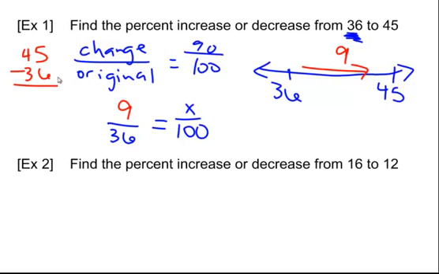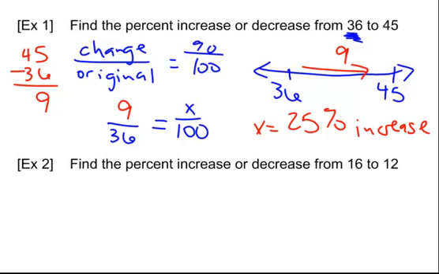So this is where I'm going to assume that you can cross multiply and solve, because I'm going to do 9 times 100 divided by 36, which we know is going to be 25, because it's 1/4. So x is going to be 25%. So it is a 25% increase. You have to put increase or decrease. And you can see right away whether it's going up or going down. Here it's going up, so it's an increase. Try number 2 on your own.